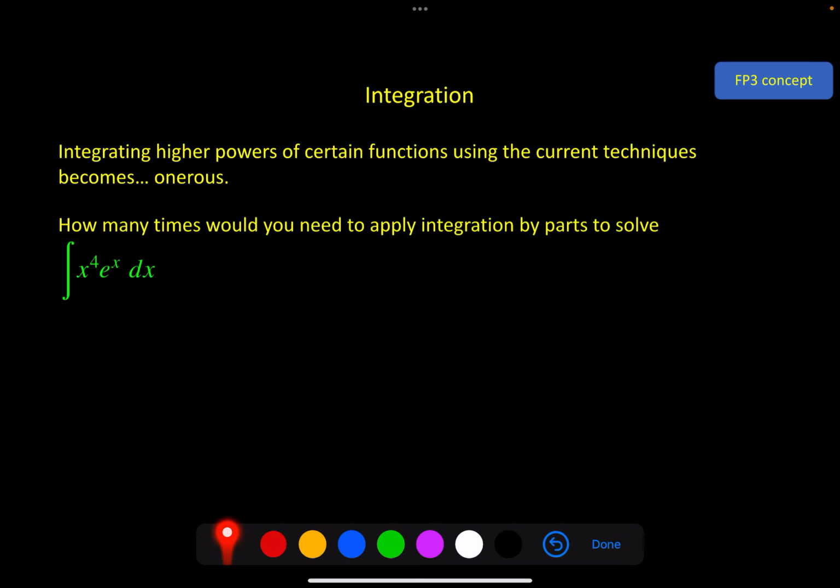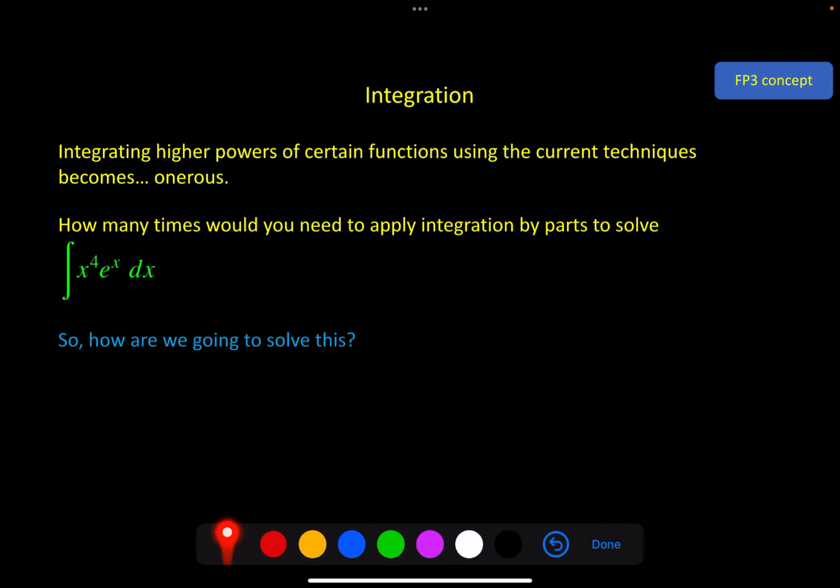For example, this one here. You could solve this by using integration by parts. And each time you applied integration by parts, if you chose the right way around, this x to the 4 would go down a power until eventually it disappeared and you would just have e to the x on the end. But it's a lengthy process doing that 4 times.